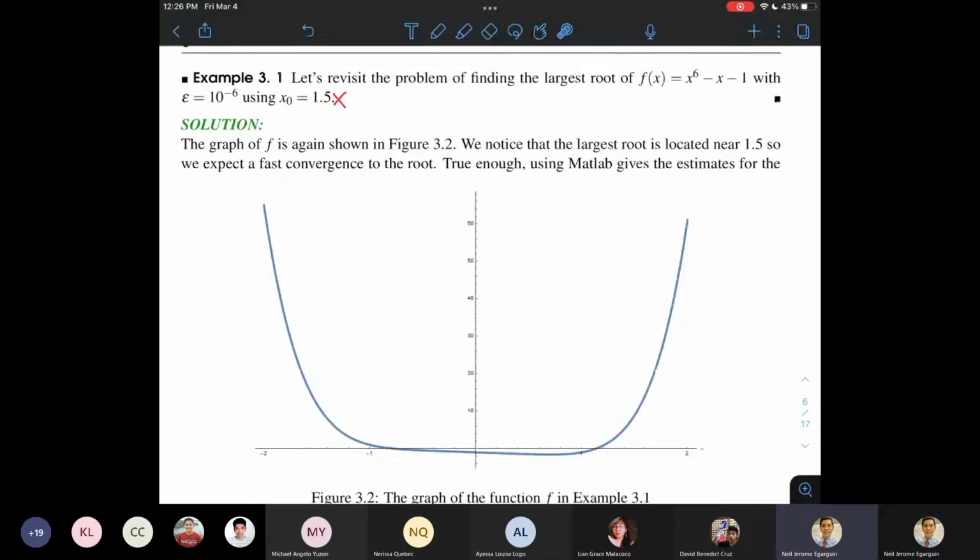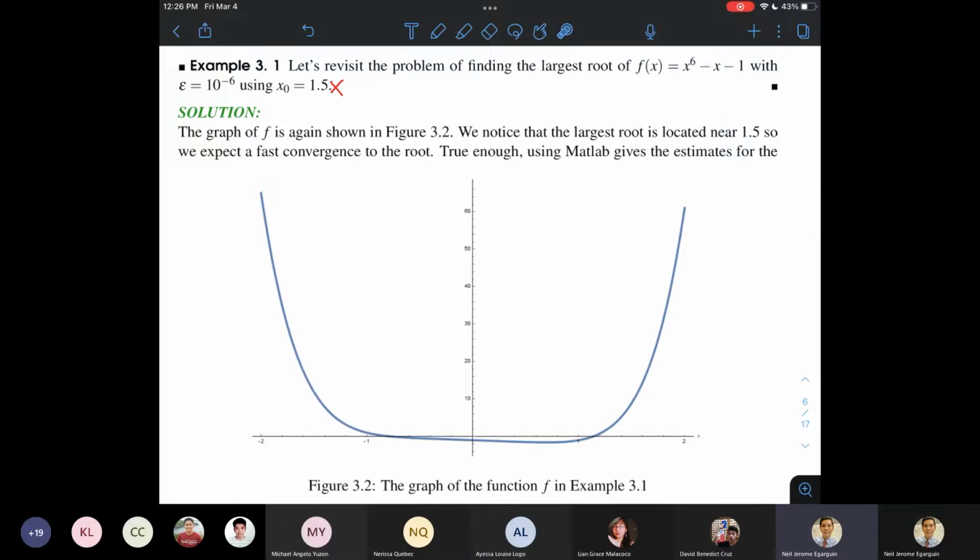Okay. Ito yung same problem as what we had in module 2. We're looking for the largest root of x to the 6th minus x minus 1. And then we'll use, I think, the function value-based stopping criterion with epsilon equals 10 to the minus 6. And now we will use 1.5 as our initial guess. Okay. So luckily, we are looking for the largest root, and a simple inspection of the graph will tell us na, yeah, yung largest root ay nandito, and that is close enough to 1.5.